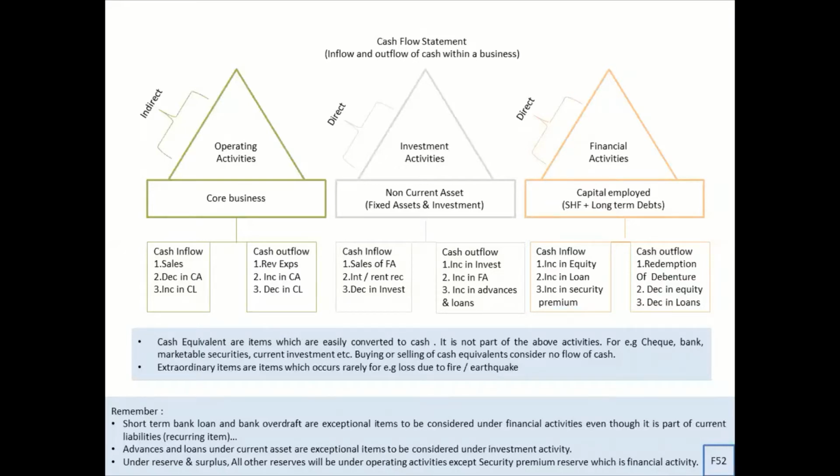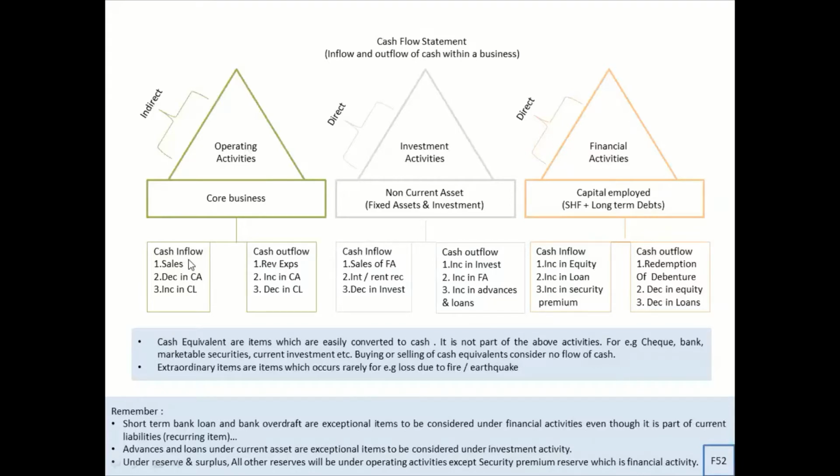The third one is financial activity. Financial activity in a single word we can define as capital employed. In the chapter on ratios, you might have learned what is capital employed. That is SHF, that is shareholders' fund, plus long-term debts. What are the examples of long-term debts? Bank loan and debenture. I hope with this single word you have understood all the three activities. If you have seen, I have written the words indirect, direct and direct, which I will explain in the next slide.